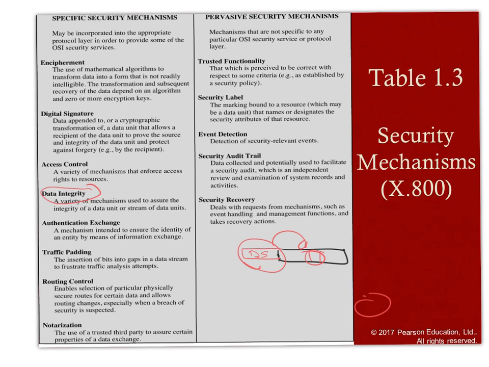Any of these mechanisms, as we will discuss later, can be used within a layer. For example, routing control clearly is in the IP layer. Traffic padding can be done in any of the layers, but usually the scope of any of these mechanisms is one layer. Usually it's performed within one layer.